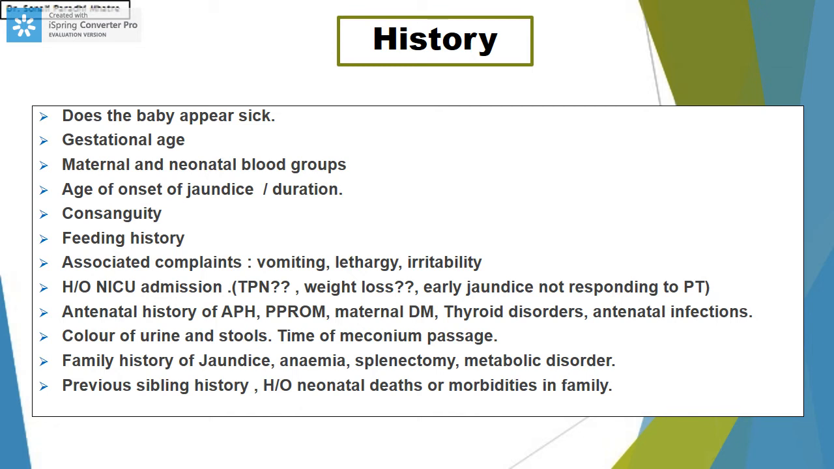Then whether there is any family history of jaundice, anemia, any history of splenectomy in the family, any metabolic disorders, whether the previous sibling had similar jaundice, whether there are any neonatal deaths or morbidities which were reported in family members, especially even the mental retardation part, whether there are some family members who are like that. All these will give you a collective view, because as we know, the causes of direct jaundice are very vague. We need to have a proper detailed history so that we can have a differential diagnosis in place before even examining the child.